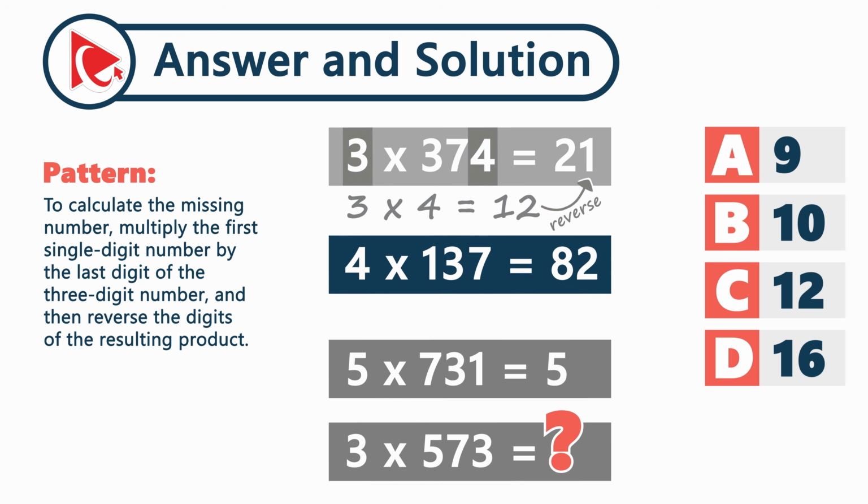Let's look at other expressions to confirm the pattern. 4 multiplied by 137 equals 4 multiplied by 7, which equals 28. 28 reversed is 82.